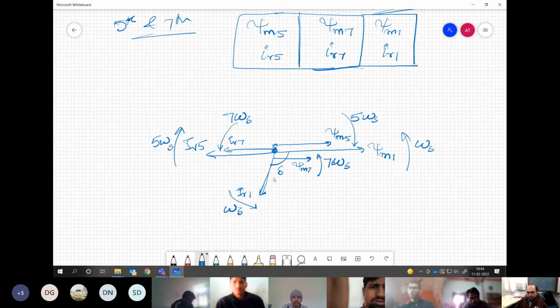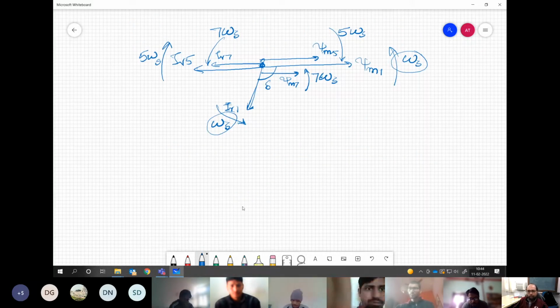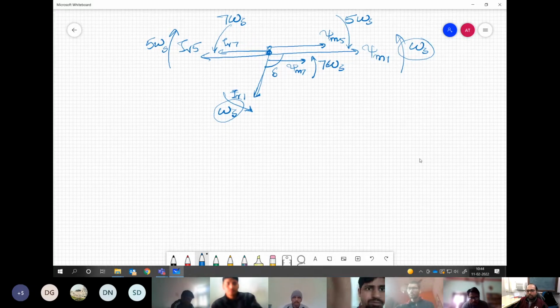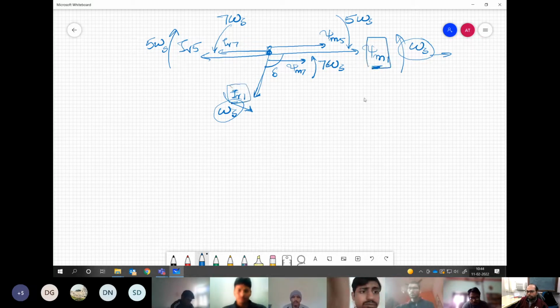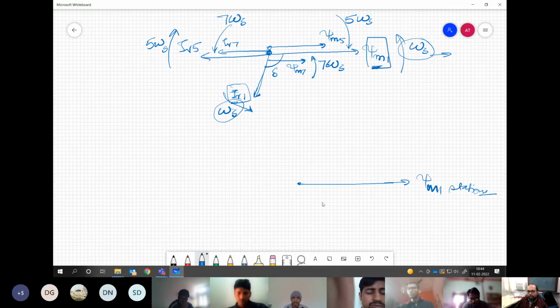Now, to simplify things, what we do, let us go and sit on this omega s reference frame. Let us sit on the synchronously revolving reference frame. So what will happen? Because we are sitting on the synchronous reference frame, the quantities psi m1 and IR1 will look stationary to us. So let us draw again psi m1. Now this will look like a stationary quantity because we are rotating at the same speed. Then IR1 will also look stationary with angle delta.